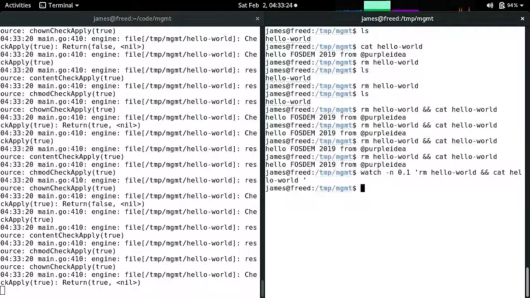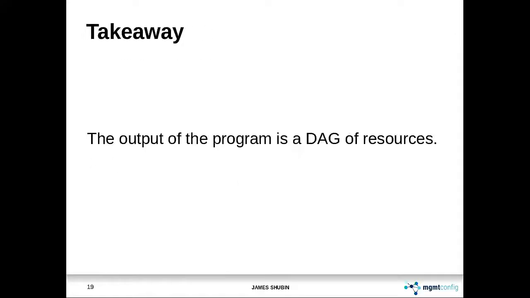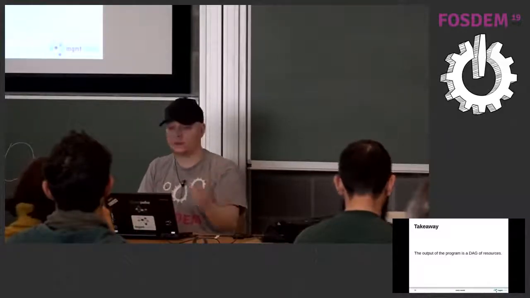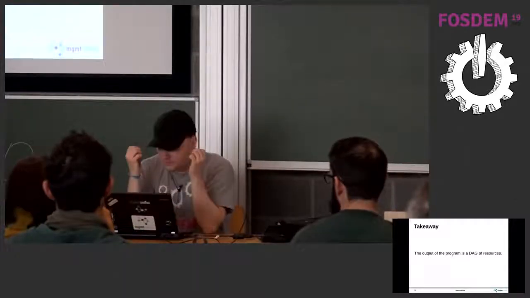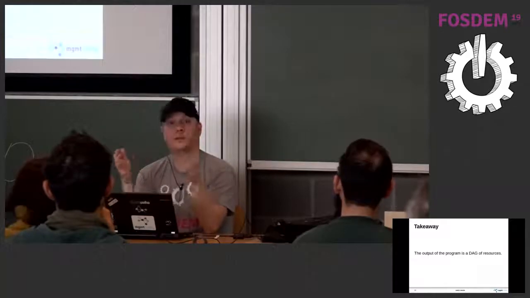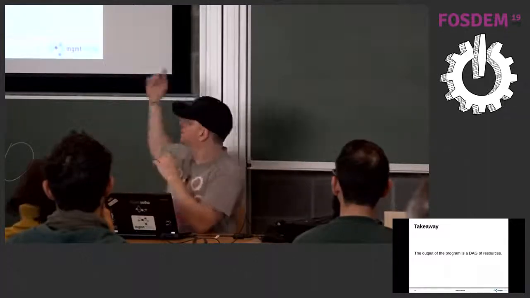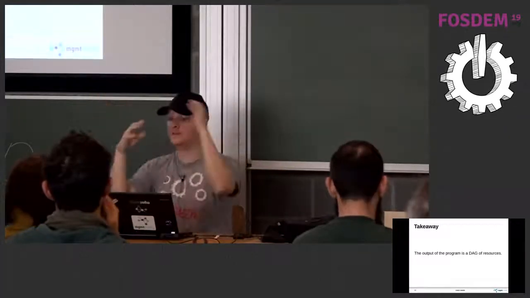Okay, so this works for every resource: files, packages, services, AWS resources in some cloud thing if you're into that kind of thing, virtual machines, containers also, maybe that's your jam, all sorts of resources. And you can write a new resource too if you want. It's very simple. Ultimately, the output of the program is a DAG. So it's this graph, kind of like the logo that I showed you. And that says what we do.